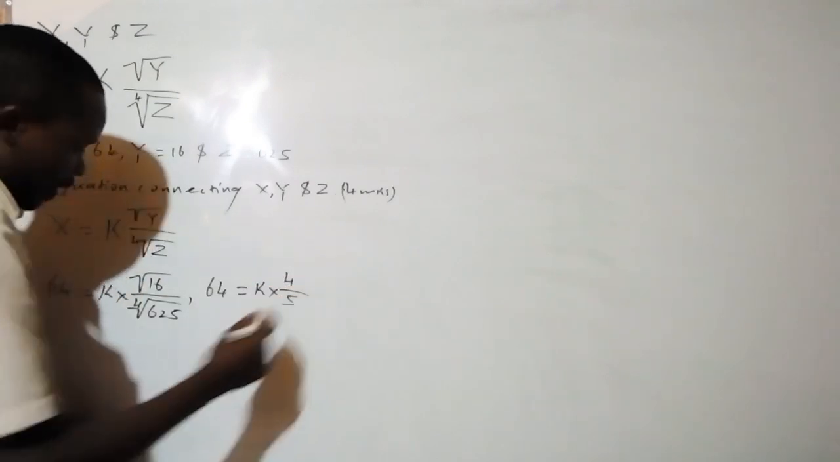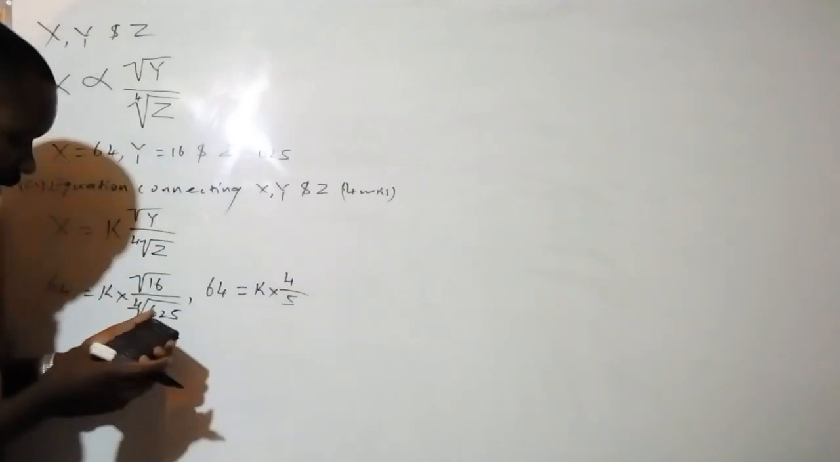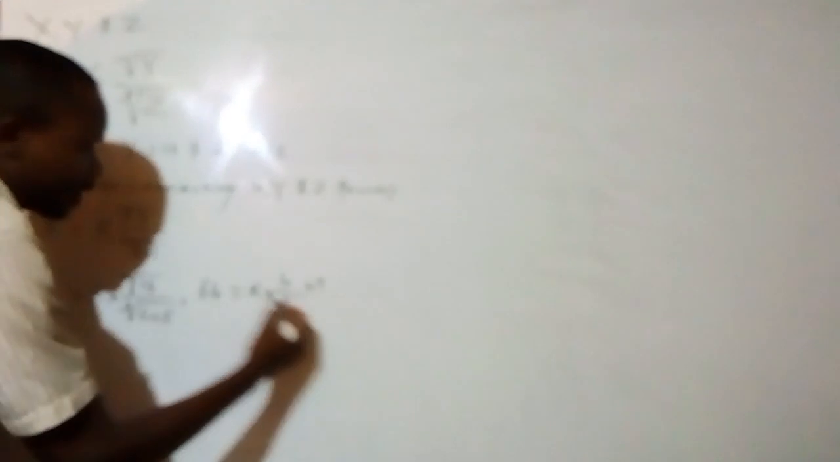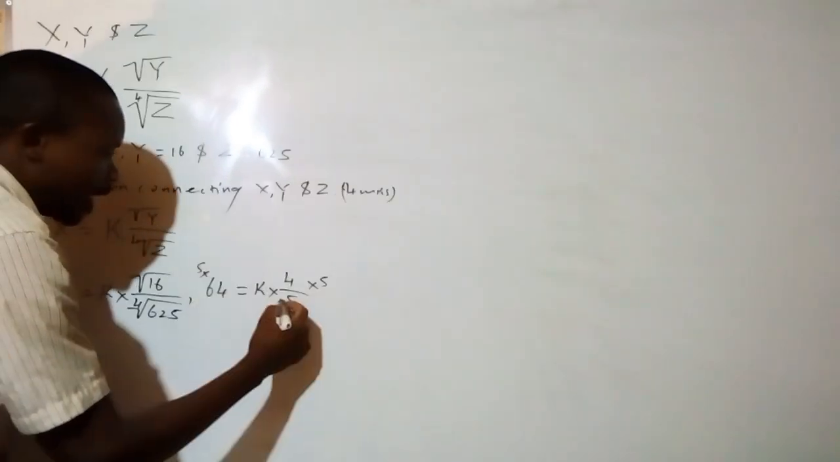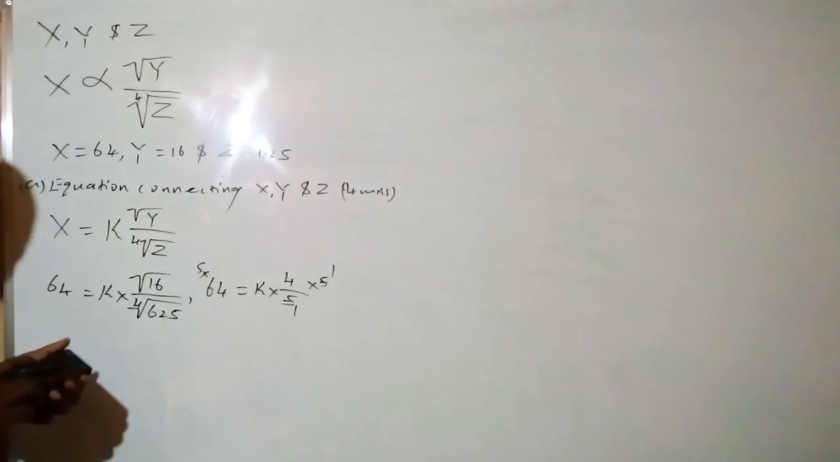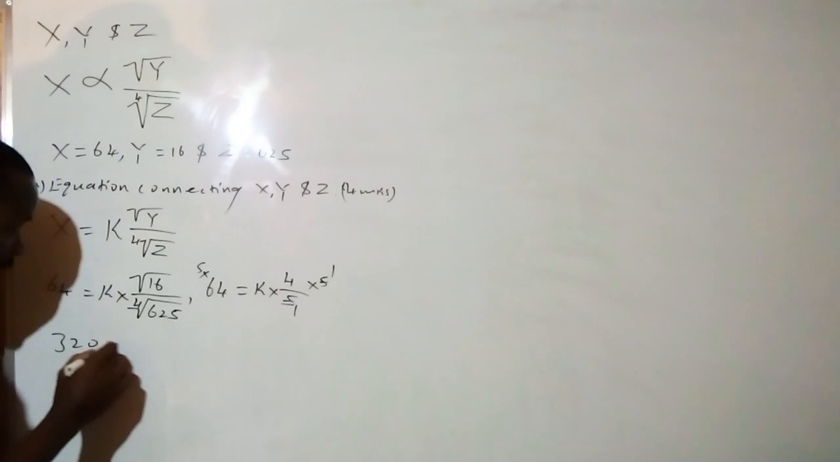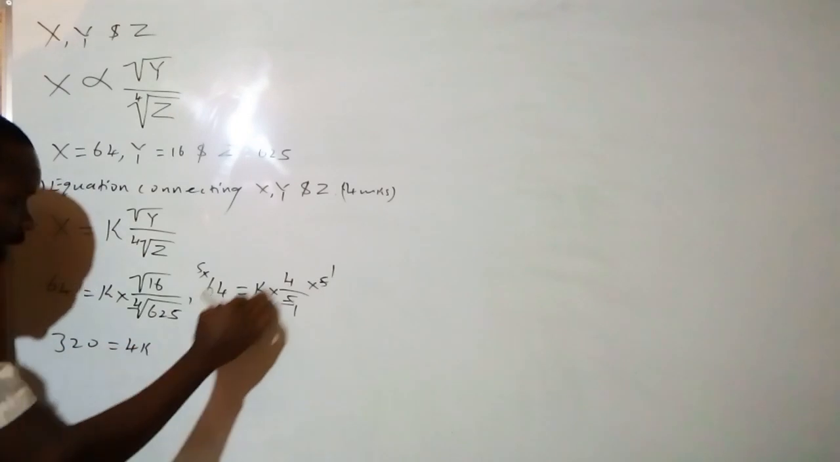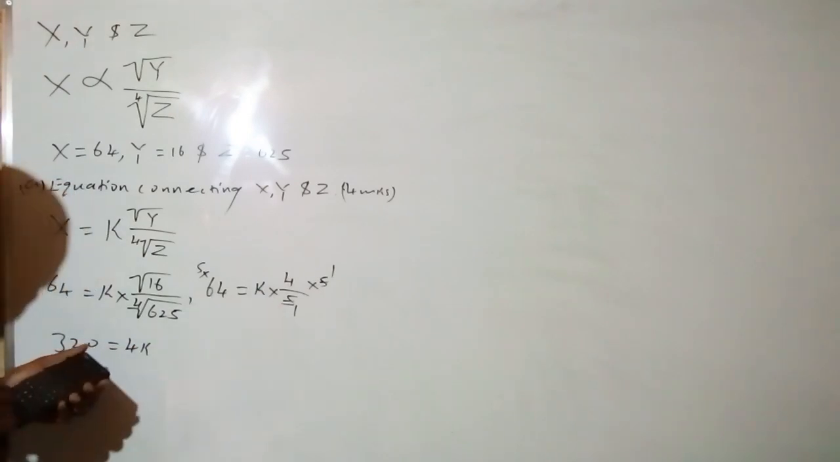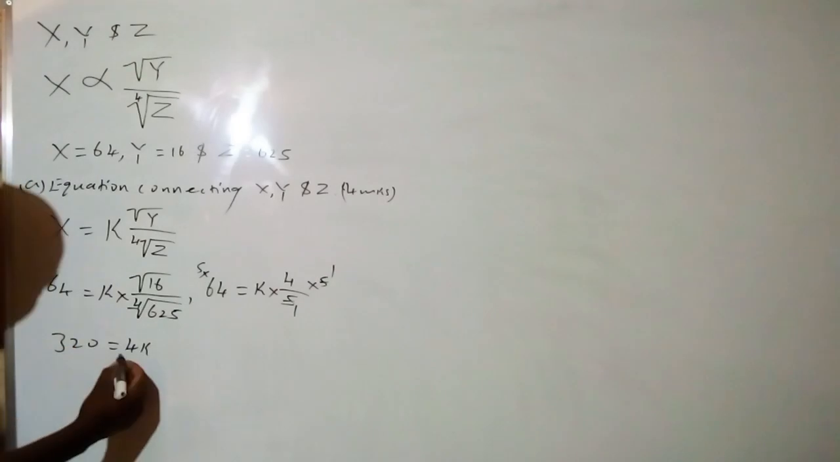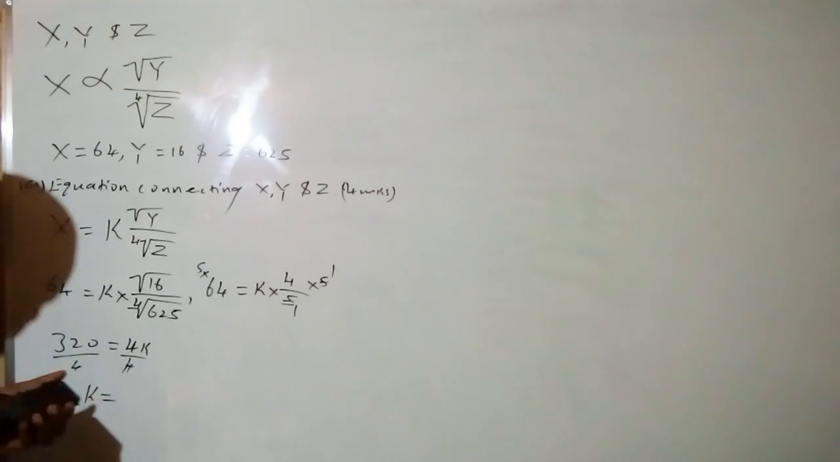I guess 5 raised to the power 4. It's supposed to be 5. Then we can multiply both sides by 5. 64 times 5, 300 plus 20, that is 320, is equal to 4k. K times 4. Is it 64? Let's confirm, times 5. It's 320. We can divide by 4. You divide by 4, and k is equal to 320 divided by 4.